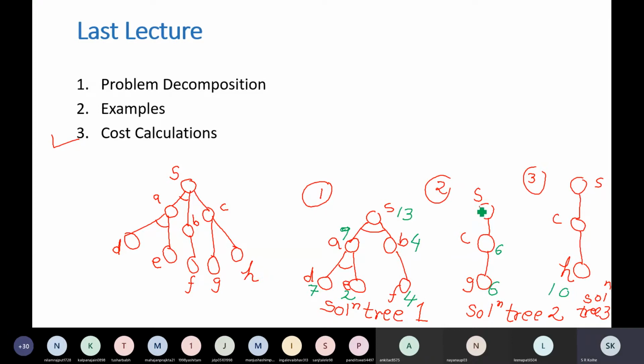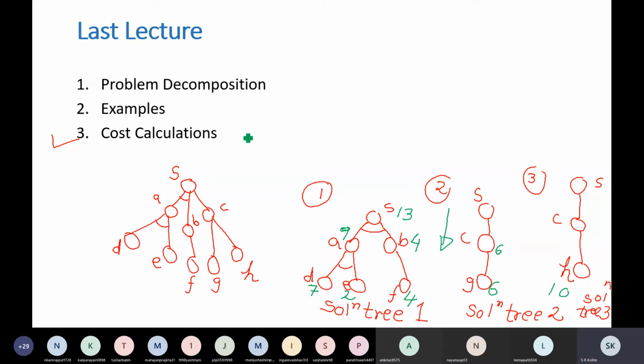So which one is better? Second. Second solution tree is better. So what will the algorithm do? Algorithm will prefer this path. This will be your current best path. Okay, so this is how cost calculation takes place. So this is important when we are going to discuss this AO star search algorithm.